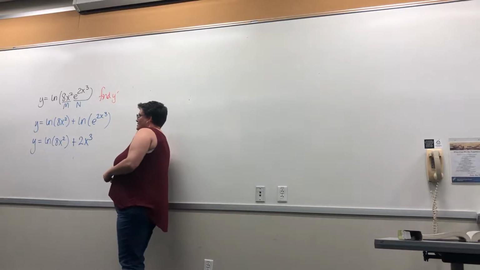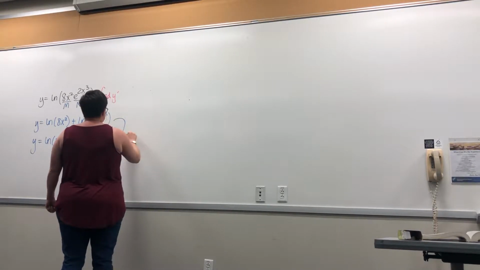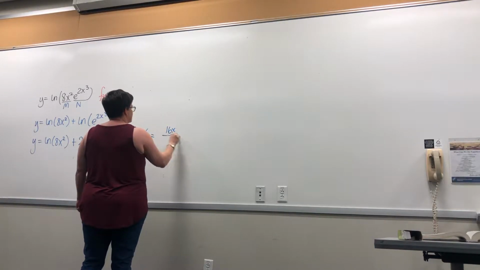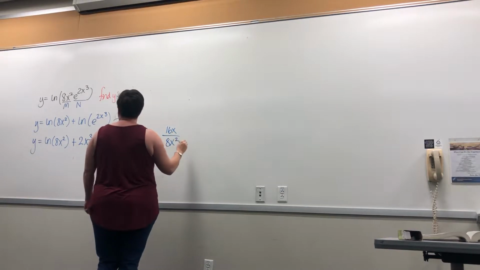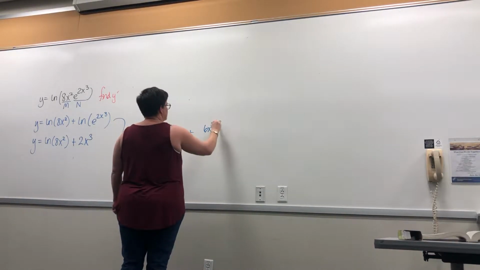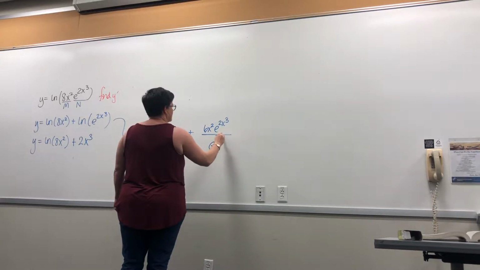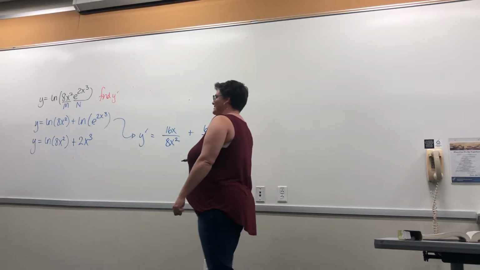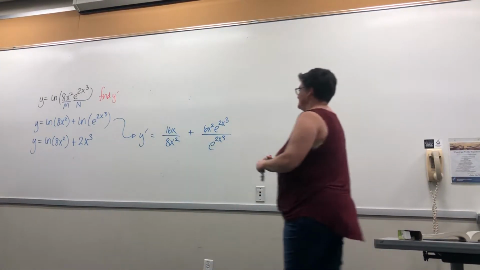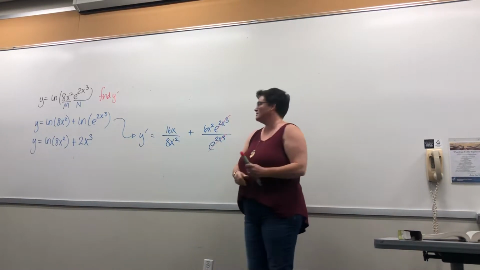It's okay. You can still do it the long way. I'll show you the long way. Y prime equals 16x over 8x squared plus 6x squared e to the 2x cubed divided by e to the 2x cubed. What cancels? This is still correct, guys. It's just a little messy.